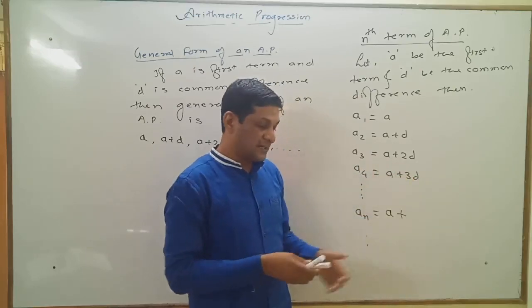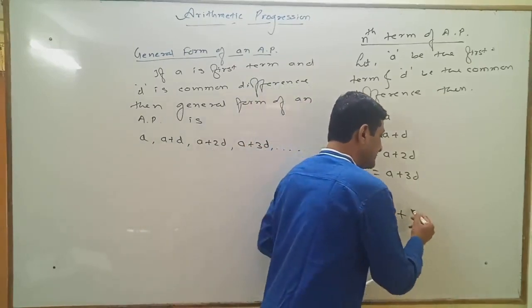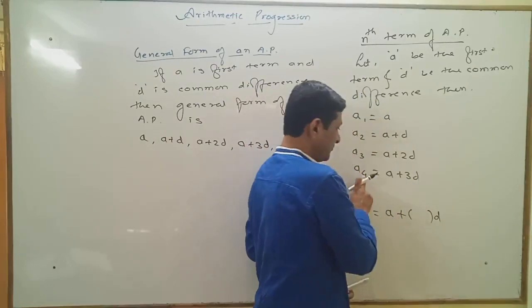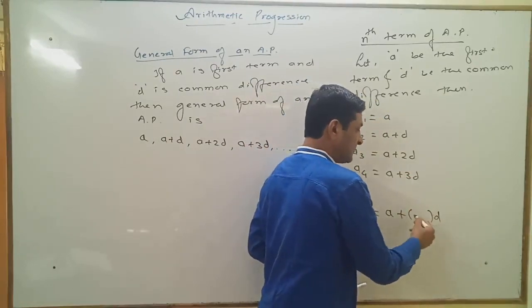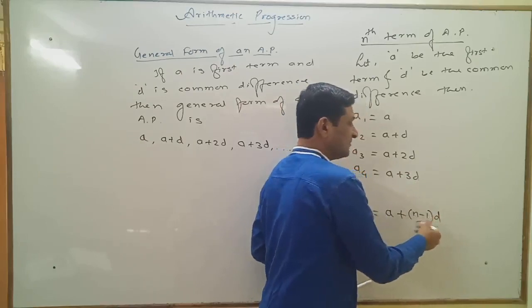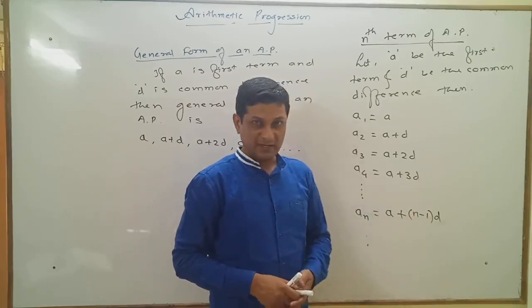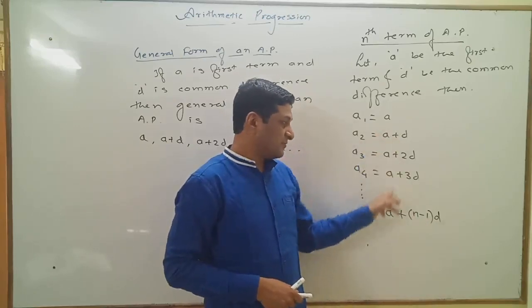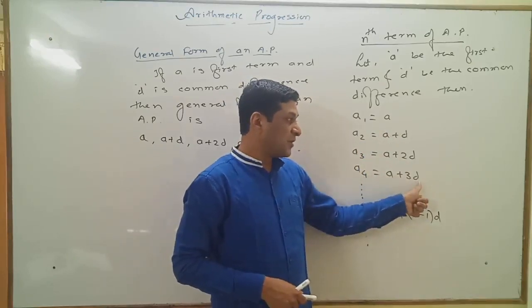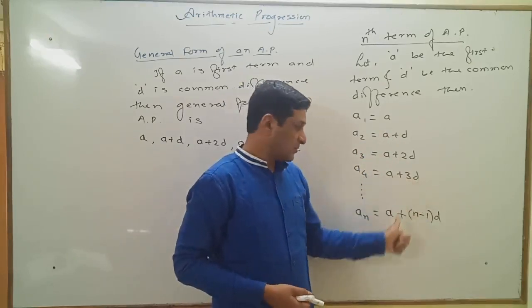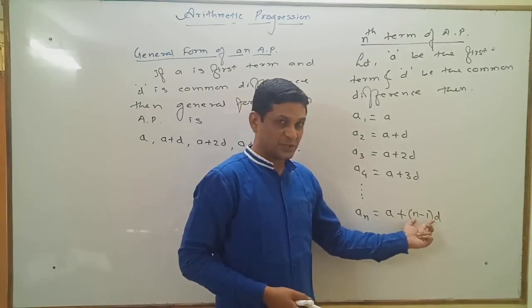So in case of the nth term, can I say that the coefficient of d will be less by 1? In the fourth term the coefficient is 3, means in the nth term the coefficient will be less by 1. So less than 1 means we can say that the coefficient of d will be n minus 1. Observe here, the first term will be d. In case of the fourth term, the coefficient of d is less than 1. So here n term is there, that's why its coefficient will be n minus 1.